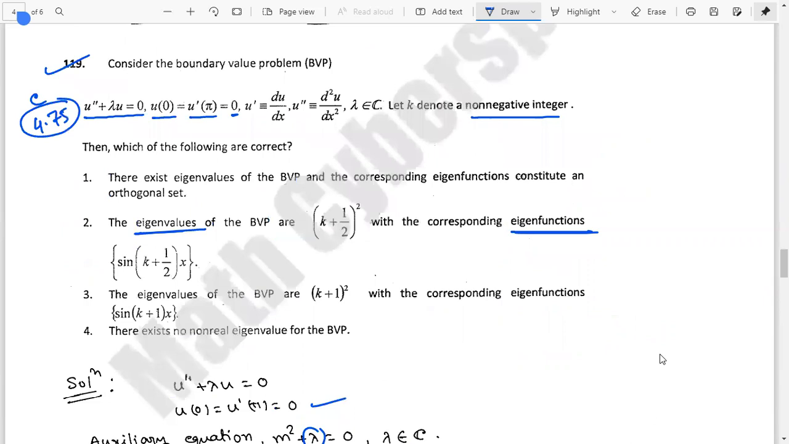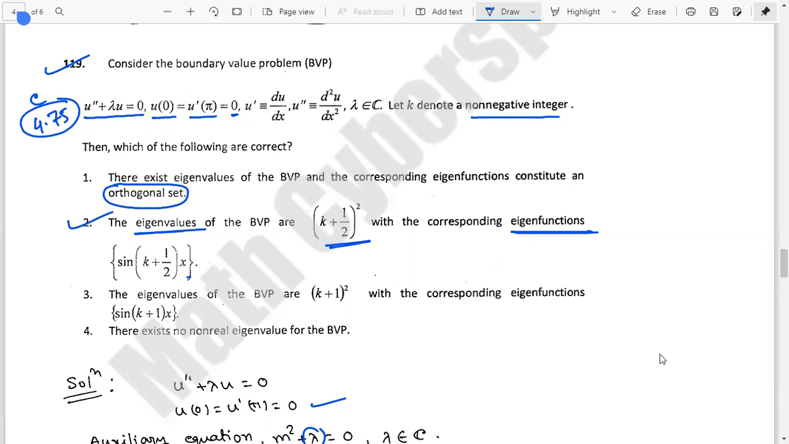Option 1 is saying that there exist eigenvalues of the boundary value problem and the corresponding eigenfunctions constitute an orthogonal set. We will check on this orthogonal property. Let's take a look at option 2. The eigenvalues of the boundary value problem are (k plus half) whole square. Yes, this is correct. And the corresponding eigenfunctions is this. Yes, option 2 is correct.